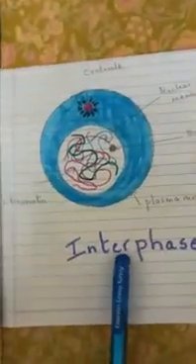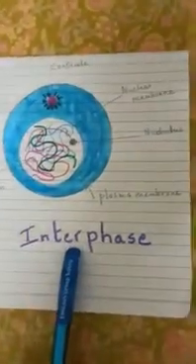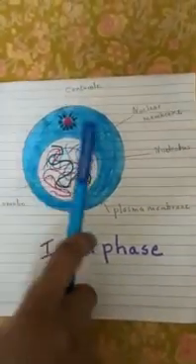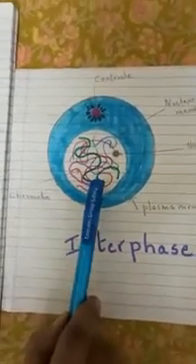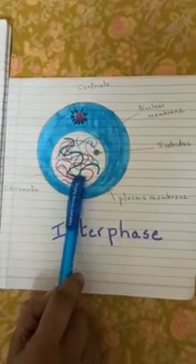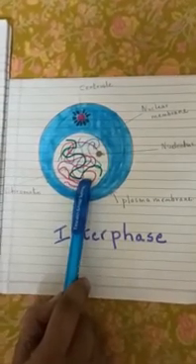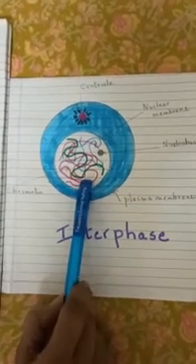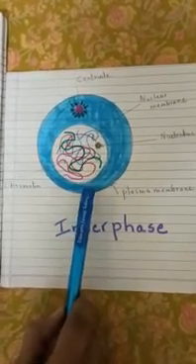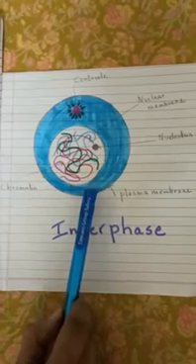This cell is in interphase. It has grown in size and the DNA over here is in semi-condensed form. That means it is not tightly packed and it cannot be seen under the microscope.